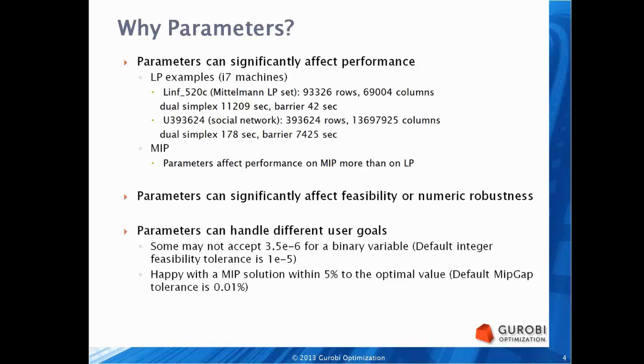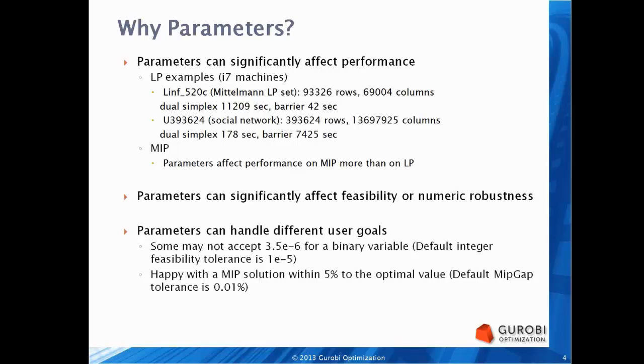Barrier can handle it well if you only have a few dense columns. And for simplex, sometimes it's okay, sometimes it's not. For this model, it's not. Another example is from a social network application. It has a lot of variables, more than 30 million. But dual simplex solves it nicely, in less than 200 seconds. Barrier takes more than 2 hours. That doesn't mean barrier is not good, it's just that the model is big.